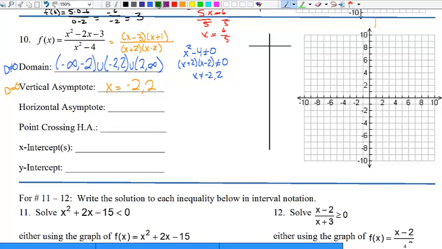The next part is the horizontal asymptote, which we use the chart. And the chart compares the degree in the numerator with the degree in the denominator. So in this case, the degree in the numerator is 2, the degree in the denominator is also 2, which means that they're the same. So I take the leading coefficient 1 divided by the leading coefficient 1. That's just y equals 1.